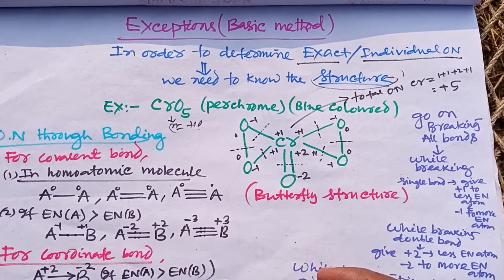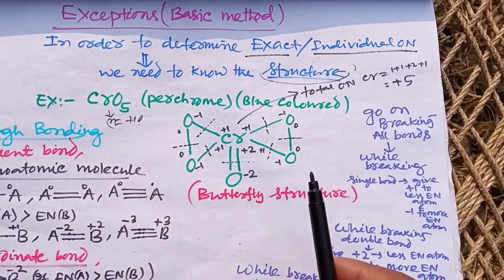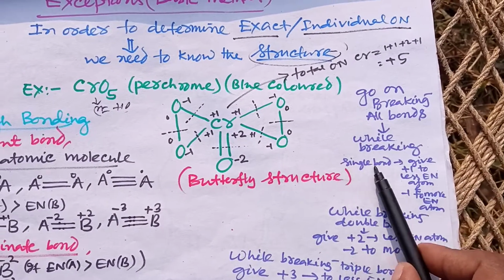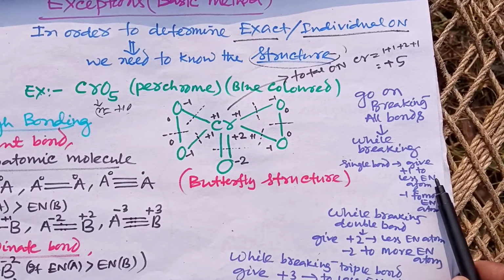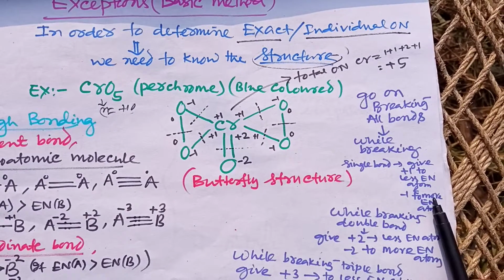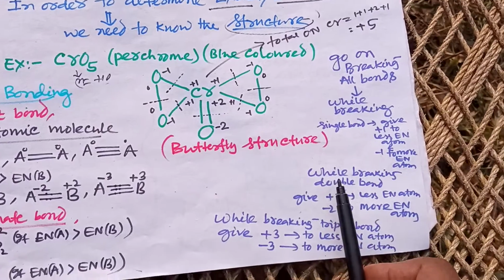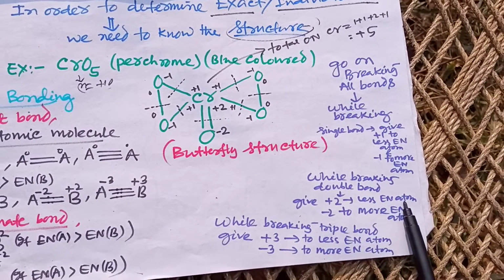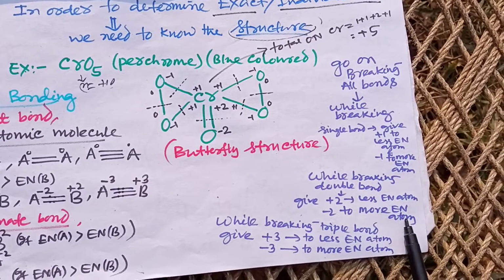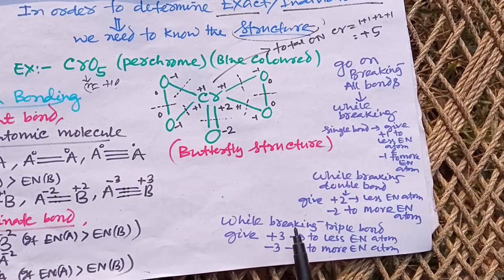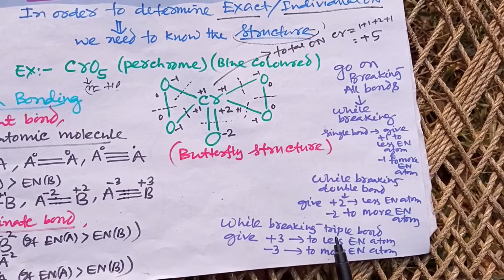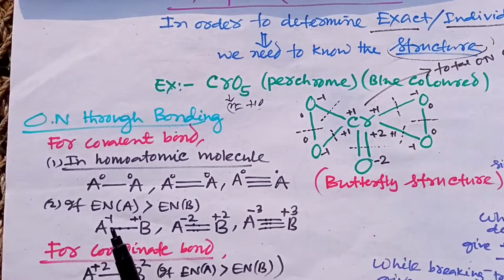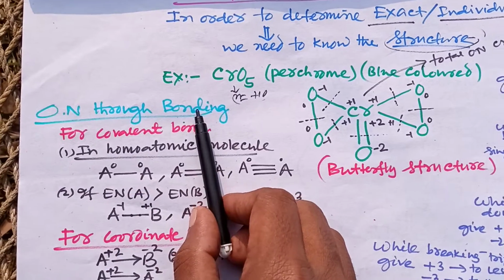Here is the structure. In the case of structure, you have to go on breaking all the bonds. While breaking a single bond, you have to give +1 to the less electronegative atom and -1 to the more electronegative atom. Similarly, while breaking a double bond, you give +2 to the less electronegative atom and -2 to the more electronegative atom. While breaking a triple bond, you give +3 to the less electronegative atom and -3 to the more electronegative atom. So this is the oxidation number through bonding.